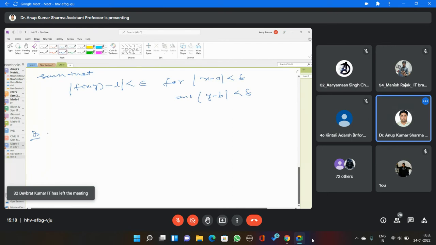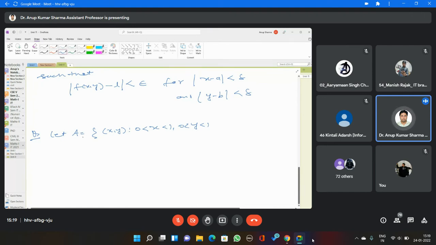Question one. Let A be the set of (x, y) such that x is greater than 0 and less than 1, and y is greater than 0 and less than 1. These are the ranges of x and y. Sorry, this is the domain. The domain is a subset of R square.